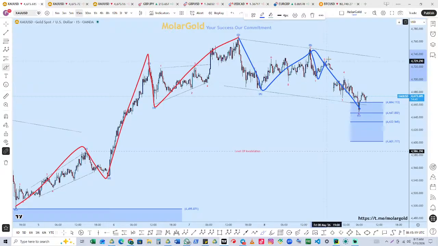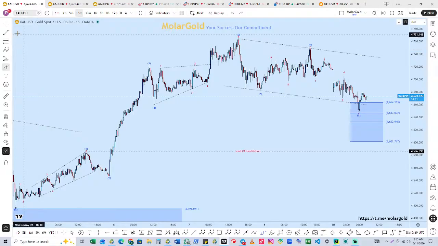C has ended. Let's change that to black so that you can see the differences in degrees of wave. So this should start taking off, and that will be wave 3. Wave 3 is very, very strong, very powerful. These are the two structures in play. If that is the case, how are we going to attack the market? How are we going to trade the market?